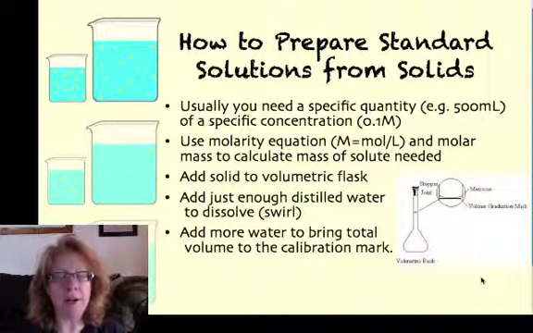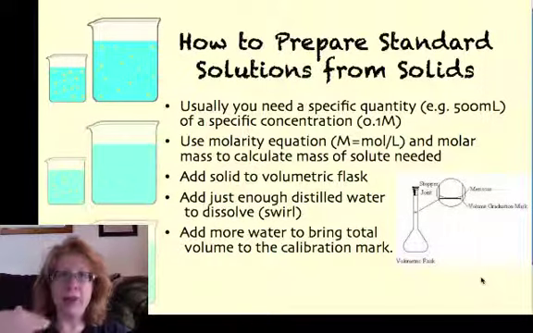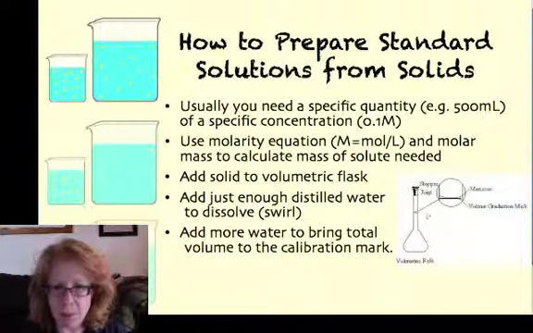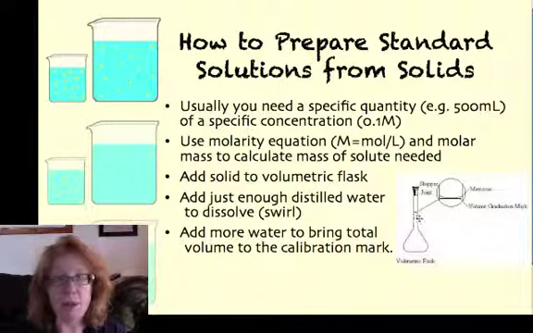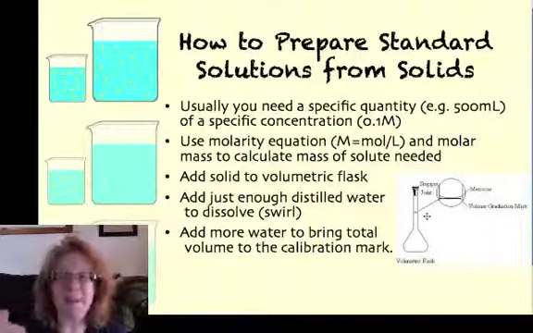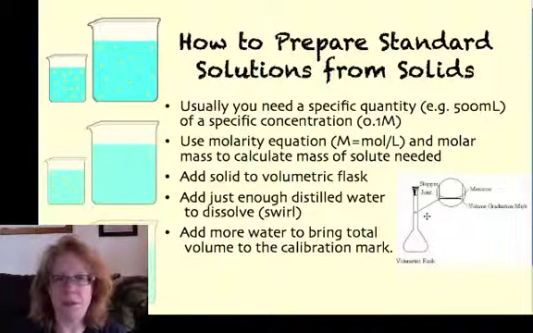And then the last part is that you bring the volume up to exactly the right level. There's always a calibration mark, and you can kind of see it here. I'm circling it on the diagram. There's a little spot, a calibration mark, on the neck of a volumetric flask, and that tells you precisely 500 milliliters or 250 milliliters or 1,000 milliliters, whatever it is.